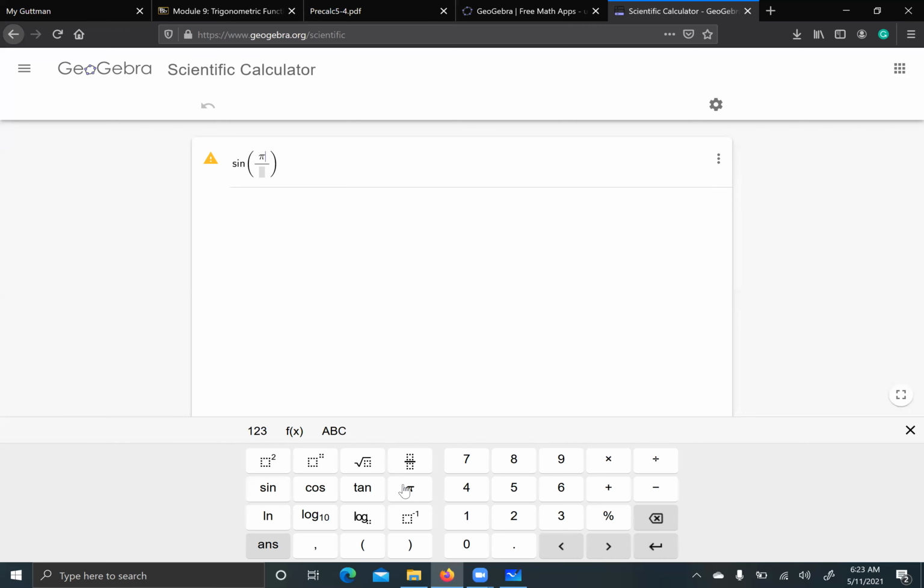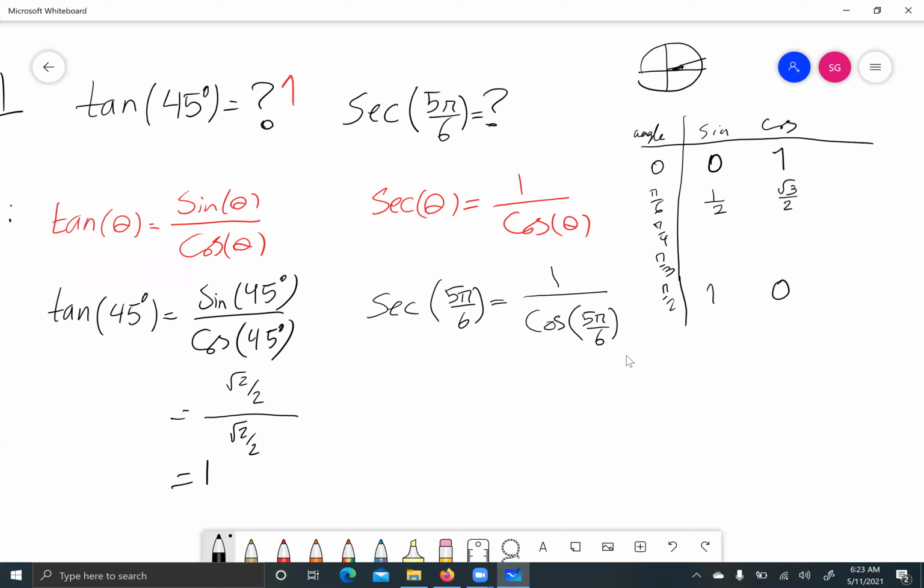Pi over 6, yes, it's half. Okay, so now I'm looking for cosine of 5 pi over 6. So that's gonna be in here. Look, 5 pi over 6 is pi minus pi over 6, so it's gonna be here. 5 pi over 6 is this angle because it is pi over 6 less than pi, right?